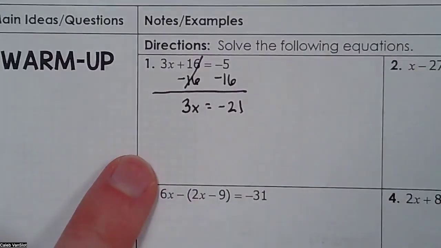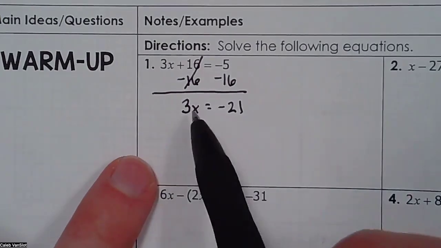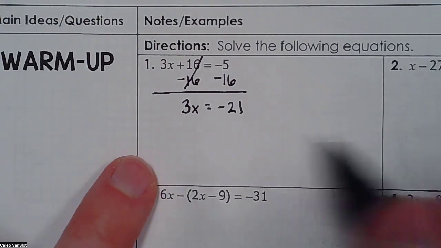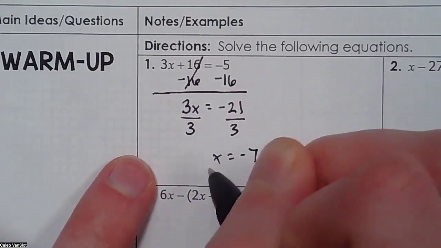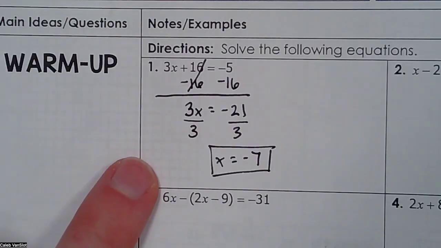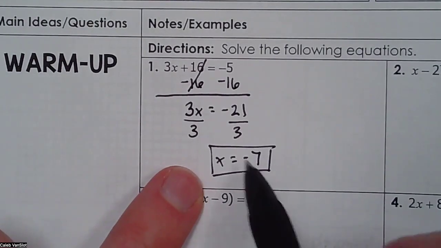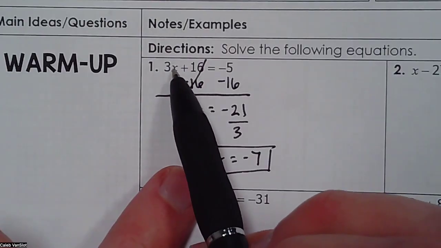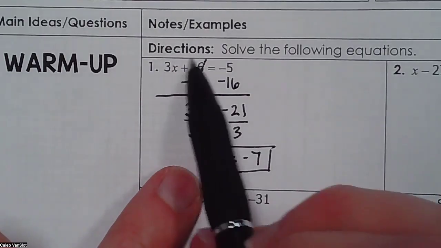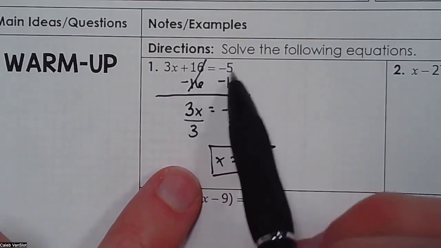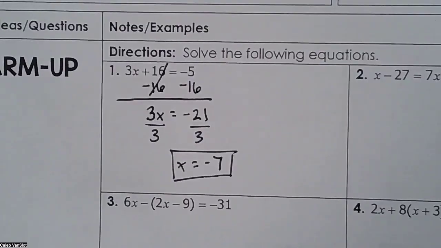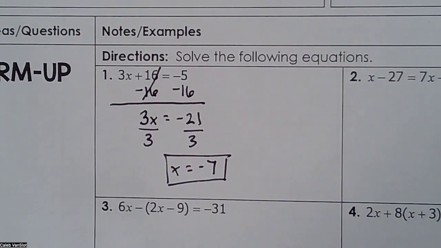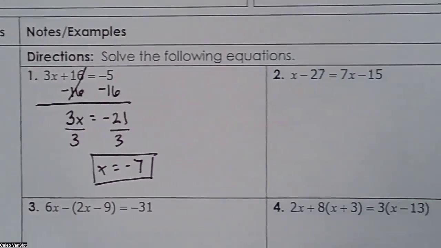-21, right? And then how do I undo multiplication right here? Divide, right? Going to divide both sides by 3. My x is going to give me -7, right? And essentially what this x value means is that if I plugged in -7 right here for my x, this side is going to give me -5, and it's going to be equal to -5 on the other side, right? That's what solving equations is. You want to find the missing value of the equation or the expression there, okay?